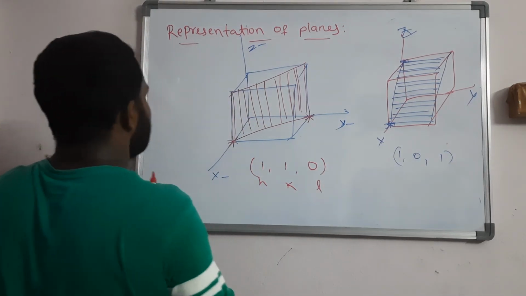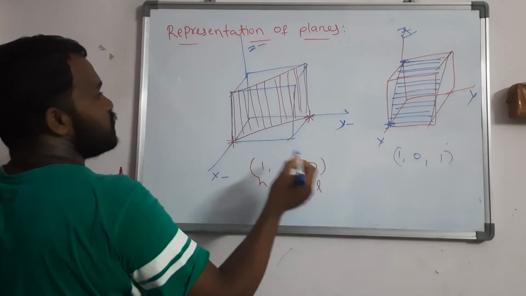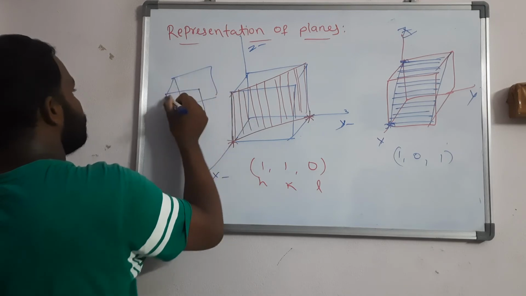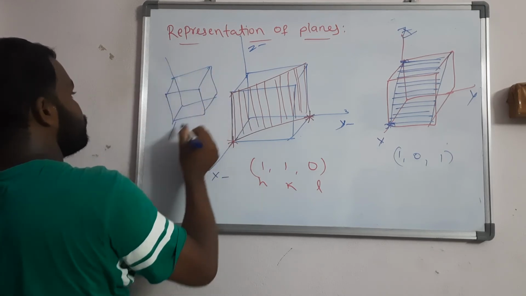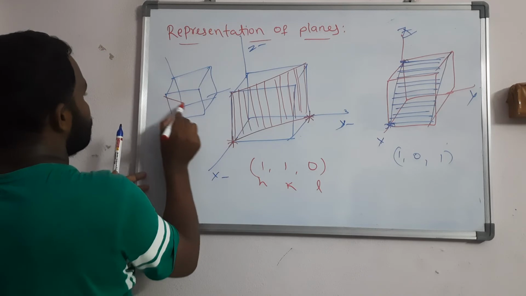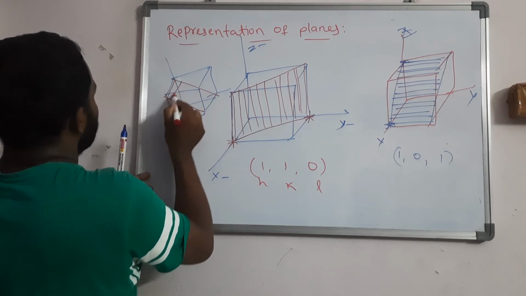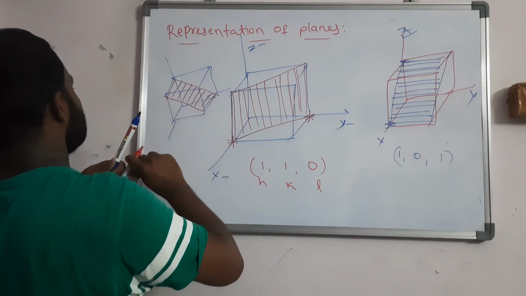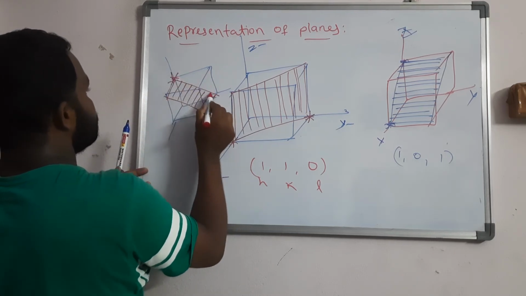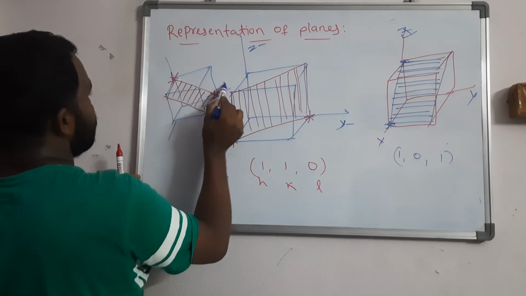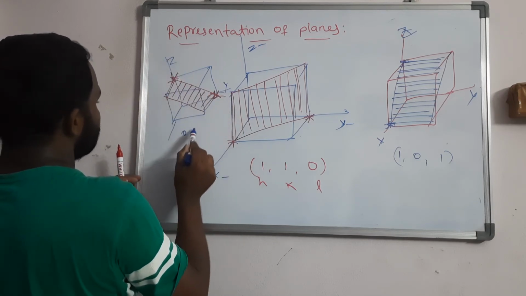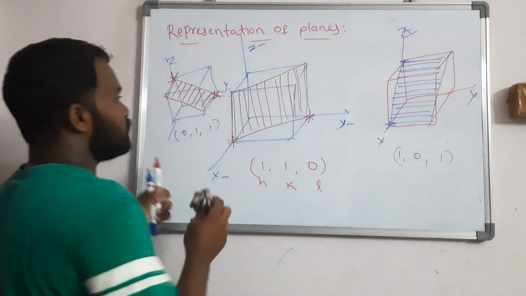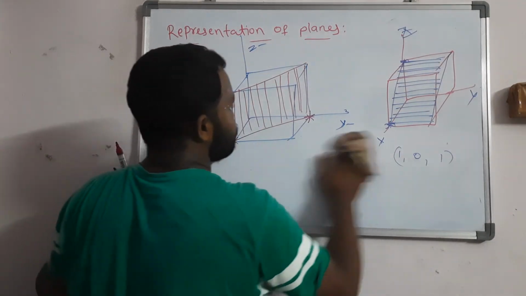Some other planes are also there, that you should write like this. Simple. It is touching this and this, so hence it is y, z. So the yz plane value is 0, 1, 1. This is about some other planes.